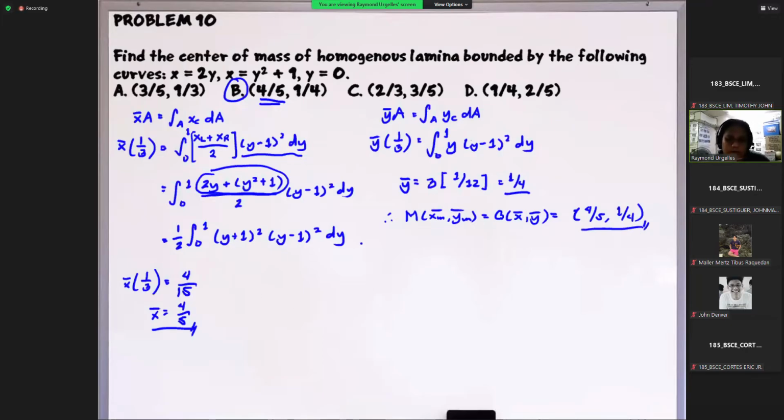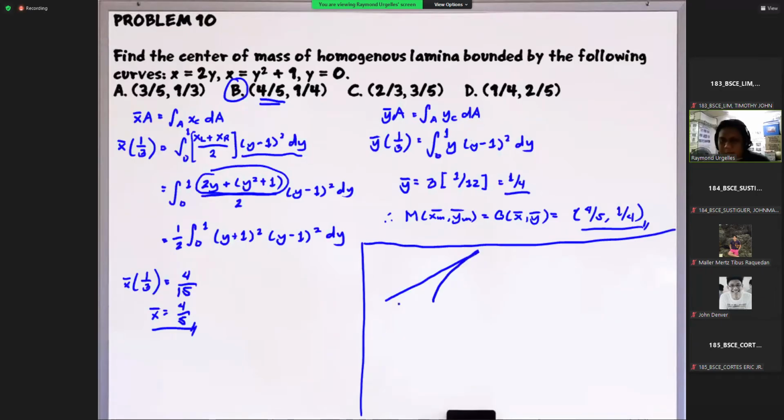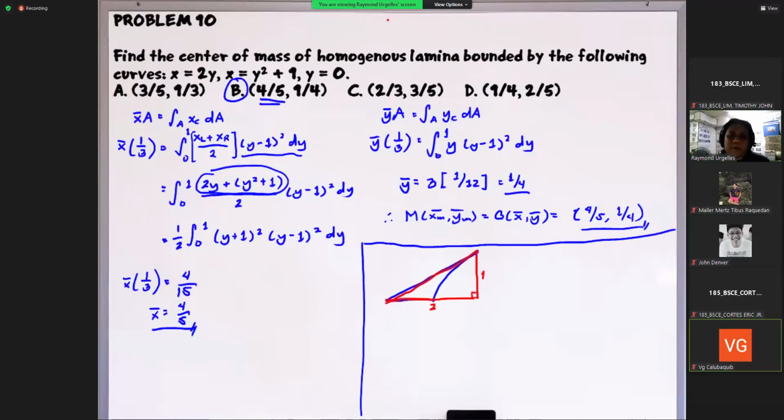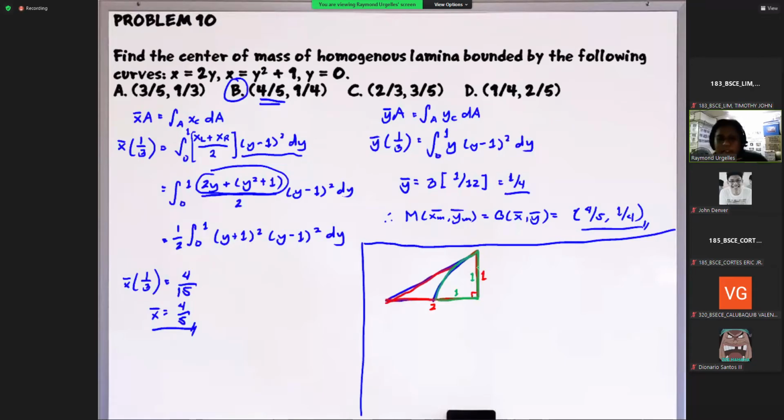If you don't want to go through integration, we can just use what we did earlier on the figure. By considering the figure to be a triangle minus a parabola, you can think of this triangle as having a base of 2 units and a height of 1 unit. Then this parabolic segment is subtracted from the triangle. Its base is 1 unit and its height is 1 unit. So we already got the area, which is 1/3.